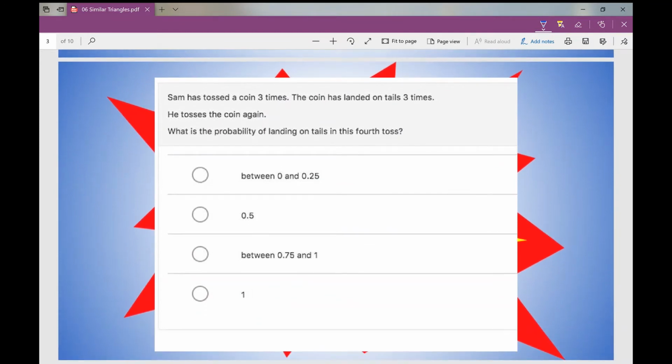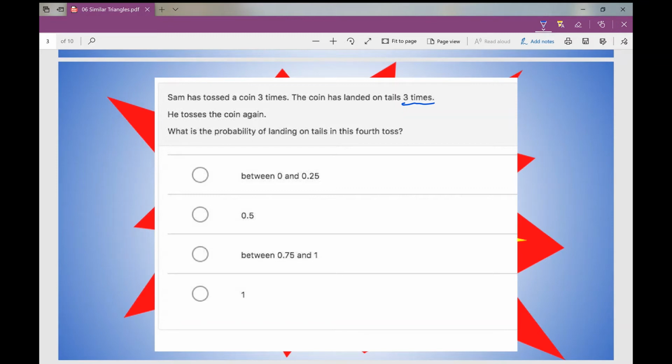Just a quick getting better at maths question for you guys. Sam tossed a coin 3 times. The coin has landed on tails 3 times in a row. He tosses the coin again. What is the probability of landing on tails in this 4th toss? I'd like you to pause the video for a moment and think about this question.